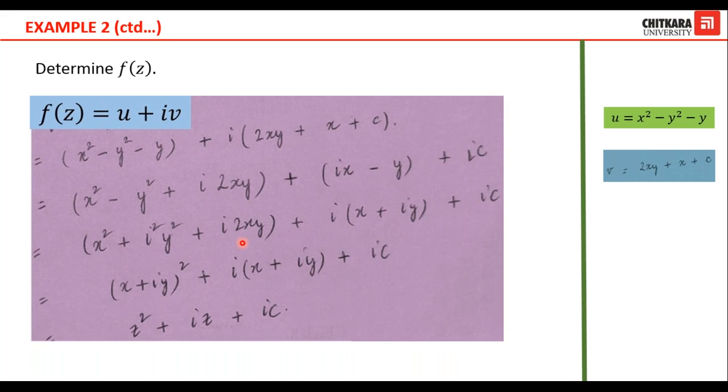Now, the first three terms which are grouped together, don't you think this is x plus iota y whole square? This is becoming the formula for x plus iota y whole square. So this is my second term and this is my third term. And we very well know that the standard notation for x plus iota y is z. So this can be written as z squared plus iota z plus iota c. So this becomes the value of f(z) in my equation, right?